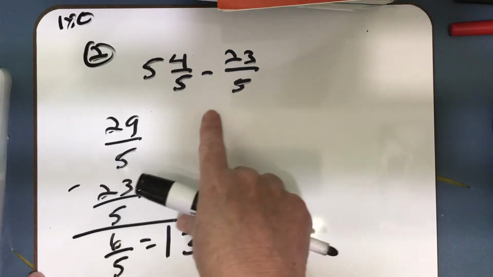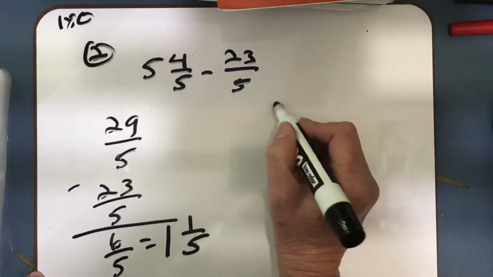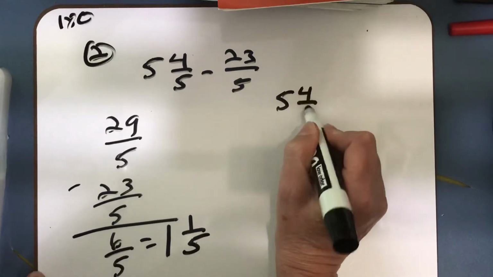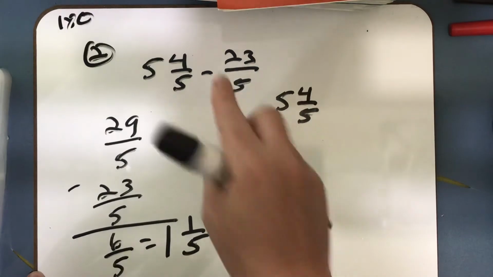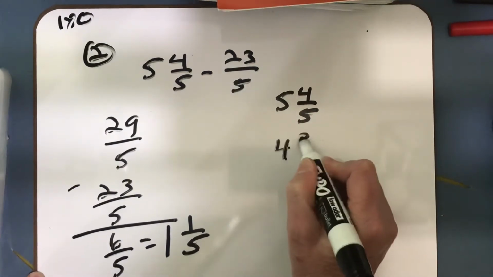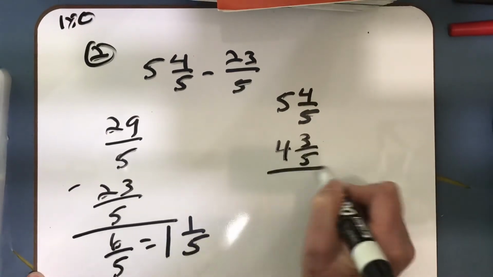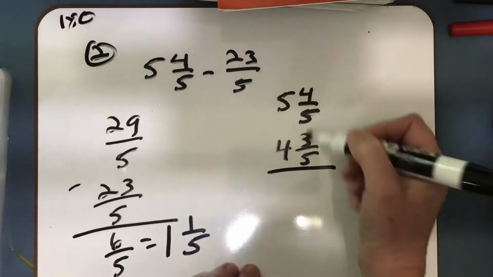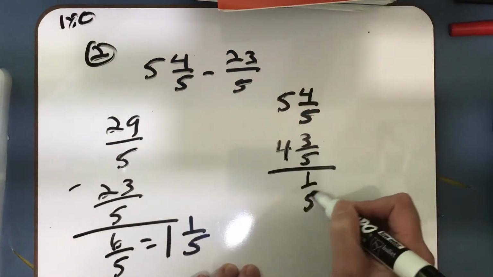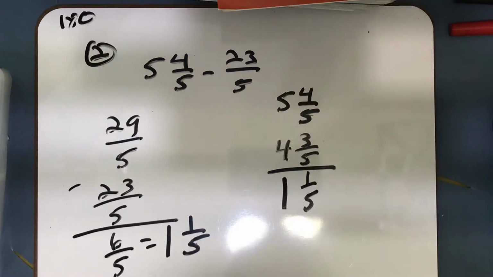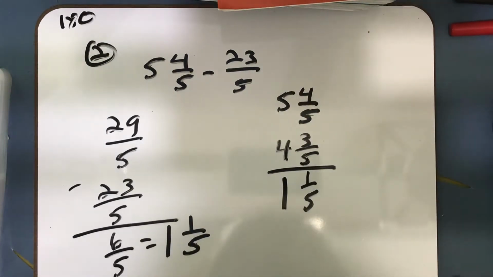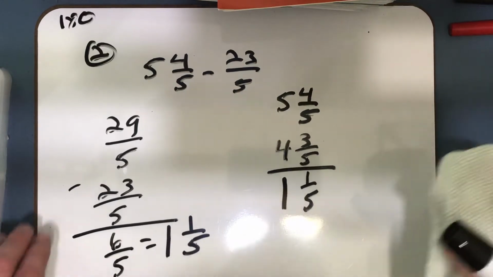Or I can change them both to mixed numbers. So this is already a mixed number, 5 4/5. And then to change 23/5, 5 goes into 23 4 times with 3 left over. 4 3/5, and I subtract. 4/5 minus 3/5 is 1/5. 5 minus 4 is 1. Both ways, I get 1 1/5. So Montez has 1 1/5 feet of rope left.